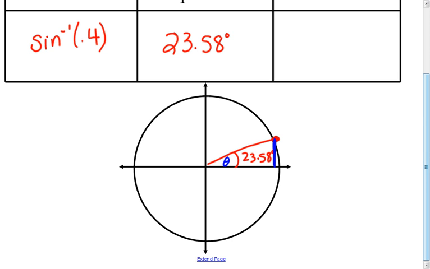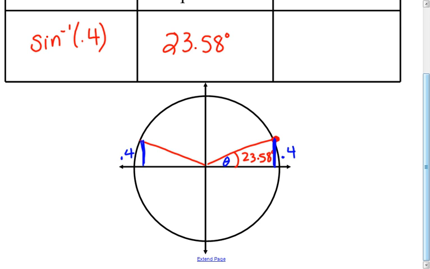But there's another spot on your unit circle where the opposite side or the y value or the sine value is also 0.4. And that happens to be over here where this distance right here is also 0.4. So this distance right here is 0.4. This distance right here is also 0.4. So what needs to happen then is you need to find that other angle.